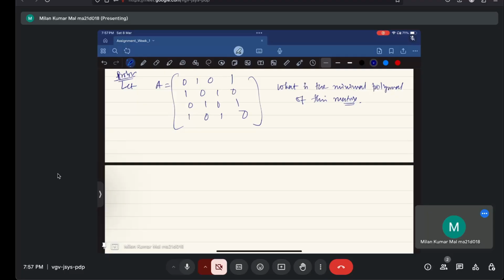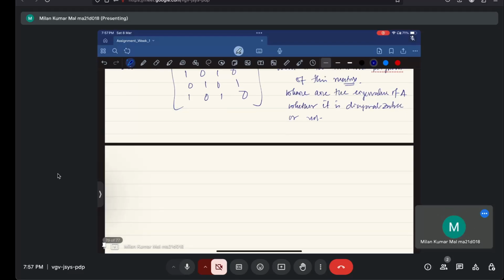What are the eigenvalues of A, and whether it is diagonalizable or not, and if yes, write A equals the summation of c_i E_i with complete description of E_i.